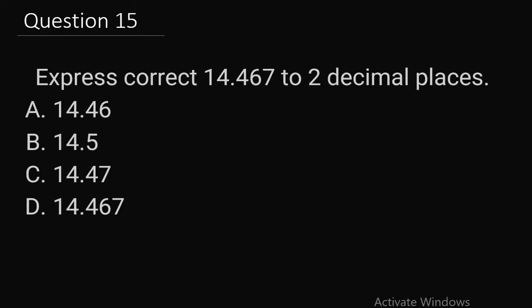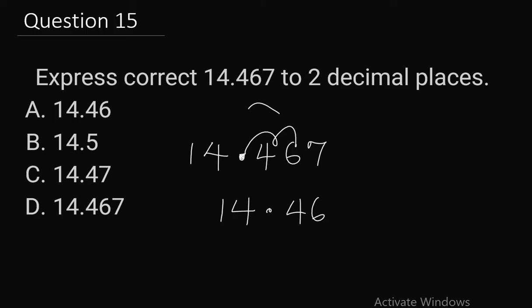Alright, question number 15 says, express 14.467 to 2 decimal places. So from the decimal point, move twice. 1, 2. Ideally, my answer should have been 14.46. But since the closest digit to what I've rounded up to is 7, which is 5 or more, you round up this 7 to 1 and add it to your answer. If it had been less than 5, I would have left my answer as 14.46.